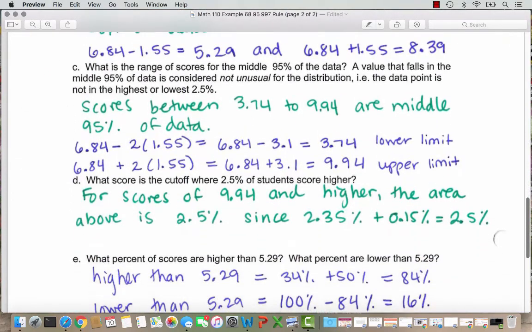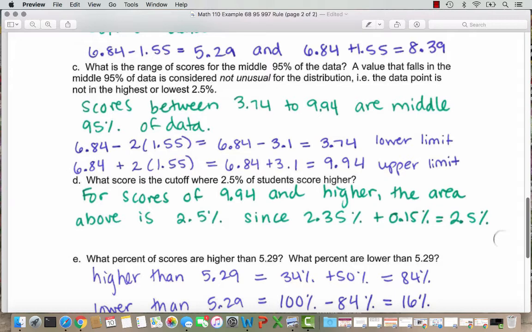So we say here to answer question C, scores between 3.74 and 9.94 are the middle 95% of data. If you want to do it by hand without using the distribution, you can calculate as we show here. First of all, multiply 2 by the standard deviation. So 2 times 1.55 is 3.1. And then our next step would be to subtract that and add that to the 6.84. And we get the lower limits and upper limits that match our calculations here.